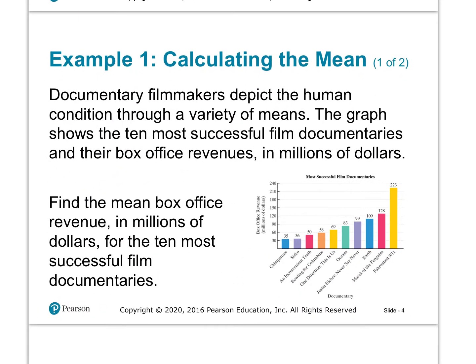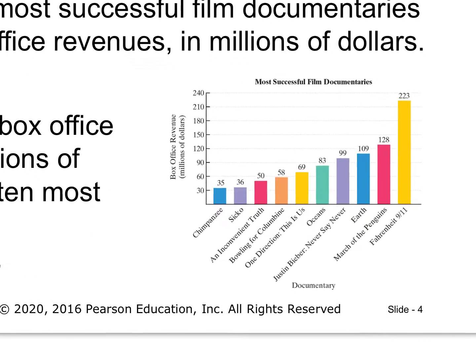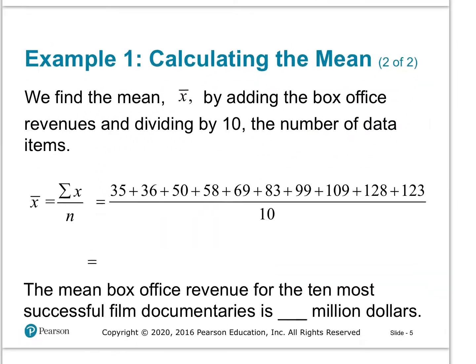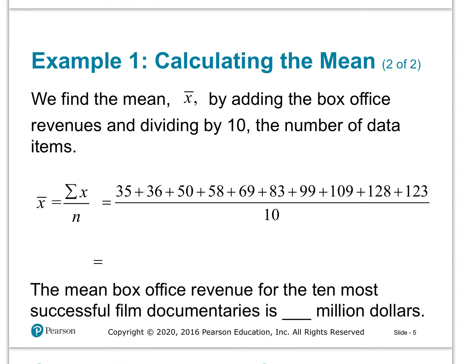All right, calculating the mean. So documentary filmmakers depict the human condition through a variety of means. The graph shows the 10 most successful film documentaries and their box office revenues in millions of dollars. Find the mean box office revenue in millions of dollars for the 10 most successful film documentaries. So what you're going to do is get all of those revenue numbers, and then you would add them together, and then you would divide by 10.